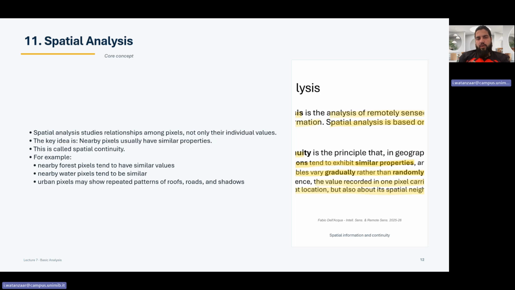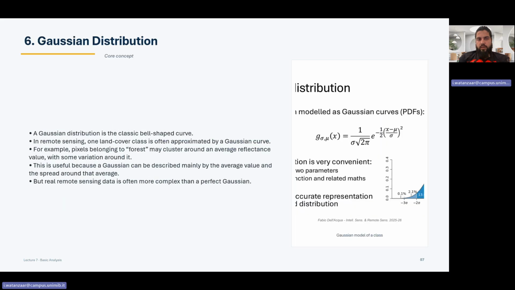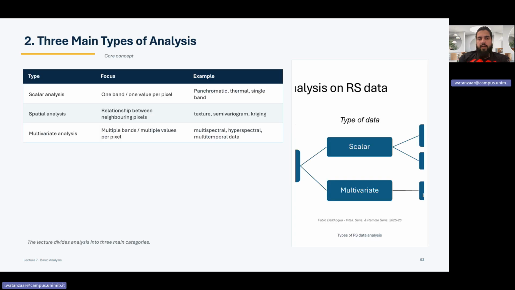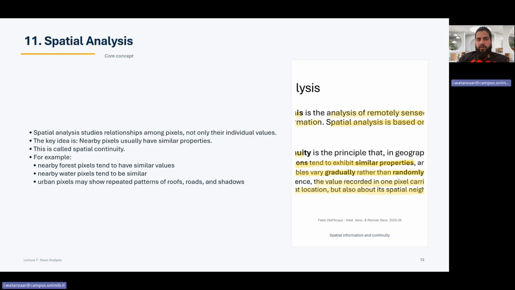Now this is the core and important concept of this lecture. It is spatial analysis. If we go back to the analysis, we have almost completed the scalar analysis. So now we are starting the spatial analysis, which is the relationship between the neighboring pixels. So far we were discussing a single pixel value or the single band, but now we are discussing neighboring values in the single band or complete image or data set. So spatial analysis studies the relationship among the pixels, not only their own individual values.